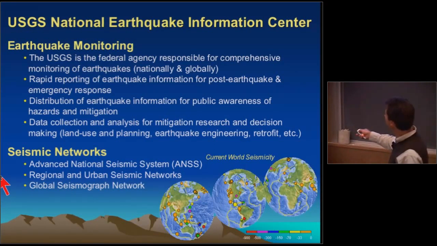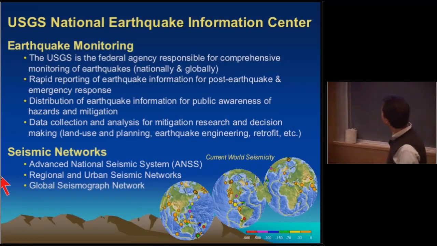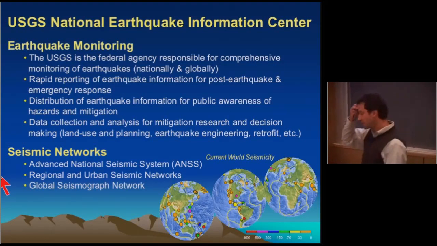One of them is the Advanced National Seismic System, which is developing right now. And under that system, we have a number of regional and urban networks that are usually placed at universities, and they run more localized, concentrated networks. We also jointly run the Global Seismic Network with the IRIS that I mentioned earlier. So now, first of all, magnitude and intensity.